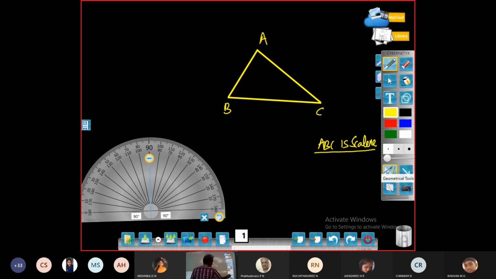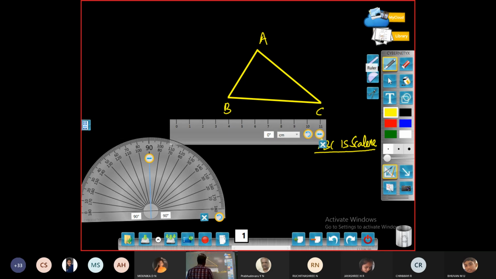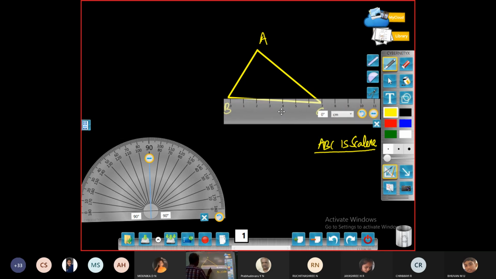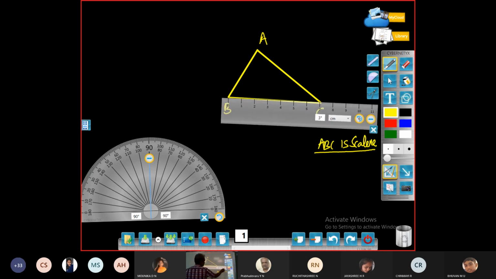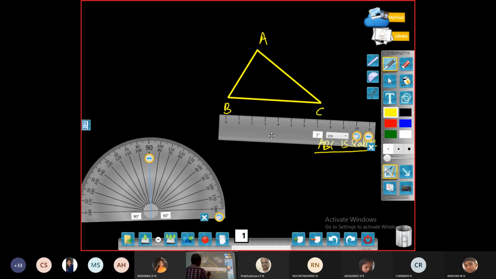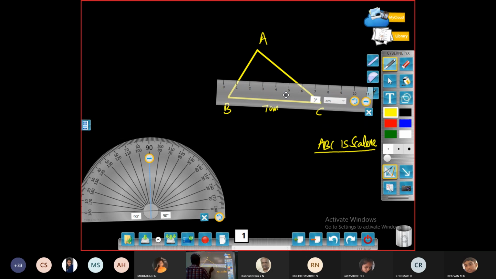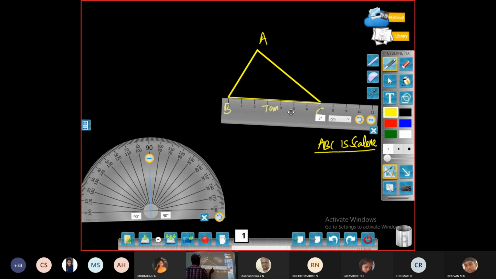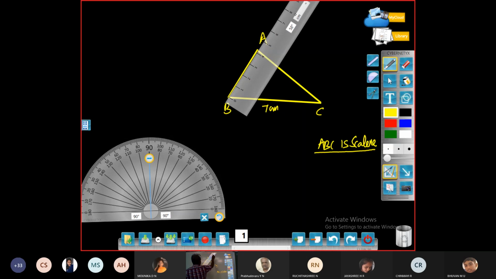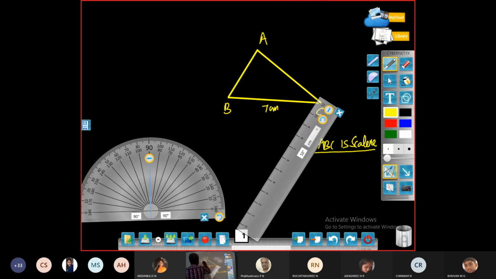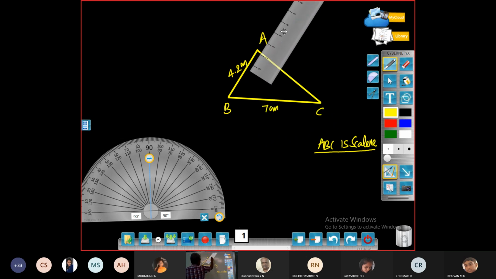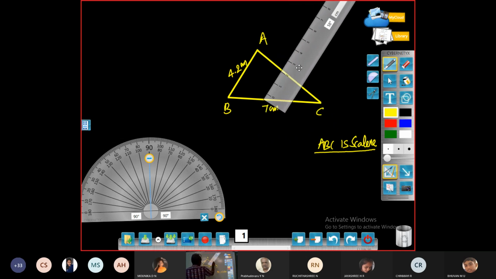Now let us measure the sides and angles here. First let us measure the sides using the scale. You can check this side here. It is 7 centimeters. So this is 7 centimeters. And again measure the side. This is almost 4.2 centimeters. So this is 4.2 centimeters. And then measure this side.